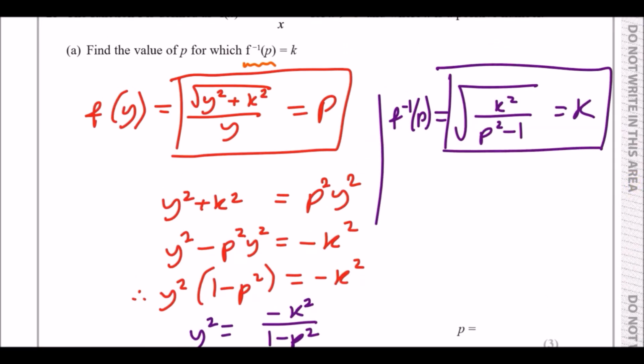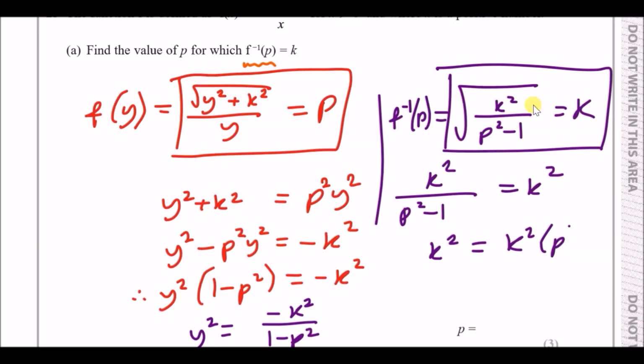So to solve this one now, for p, we have to clear the third. So get rid of the square root sign, so square both sides. You're going to get k squared over p squared minus 1 equals k squared. Now, let's have a look. So now we can swap positions. So we can times p squared minus 1 across. So we get k squared equals k squared times p squared minus 1. Divide k squared across, so you get k squared over k squared equals p squared minus 1.